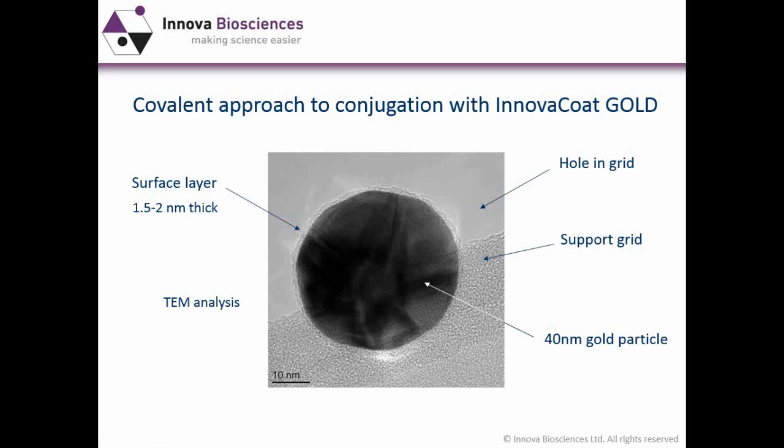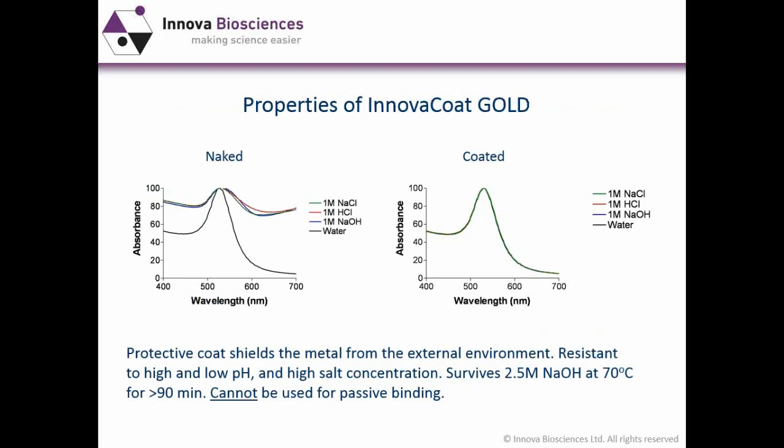It's about 1.5 to 2 nanometers thick, and this coat completely changes the properties of the gold particle, because the metal surface is not facing the external environment now. It's completely shielded by the coat. So we can see the effect of the coat here, again using various stress tests. On the left hand side, for comparison, we have naked gold, and we have the nice peak for the profile in water, and then in the green, blue and red curves we've got sodium chloride 1 molar, or hydrochloric acid, or sodium hydroxide. And in these conditions, gold nanoparticles will aggregate instantly, and you get the profile with the absorbance ratio 650 to 530 usually around 1.